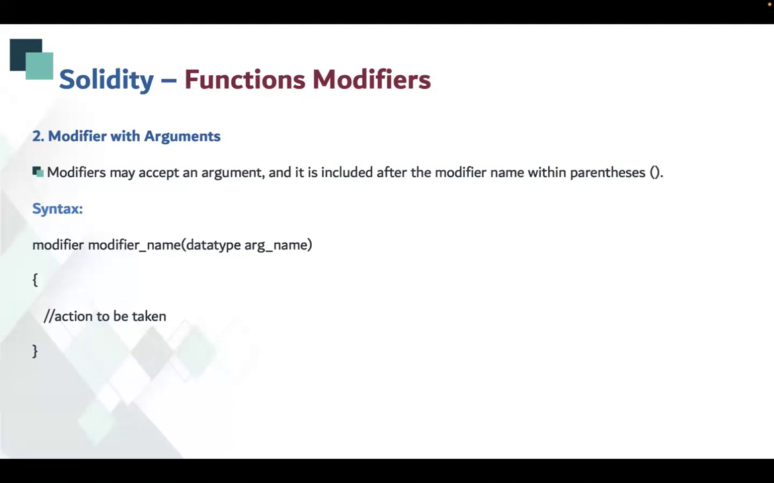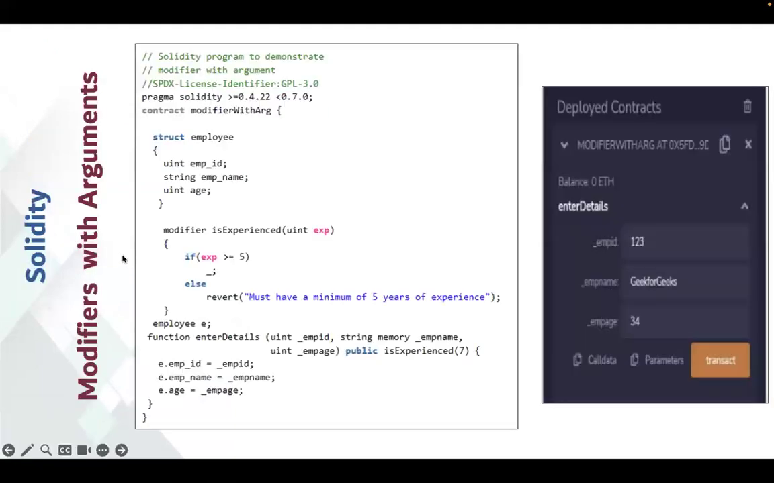Now let's apply this concept with a practical example. Here, as you can see, we will create a modifier that checks if the individual has a certain level of experience before allowing them to perform an action. So in this contract, isExperienced is a modifier that takes an integer, experience, as an argument. Then it checks this experience. If it is greater than or equal to 5, then okay. Else, it reverts with a message: you must have a minimum of 5 years of experience to have access to the function.